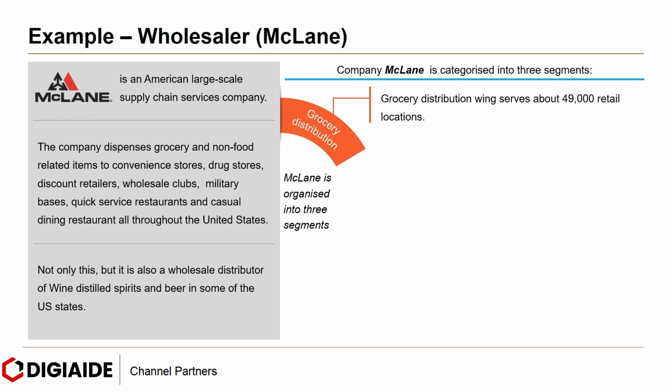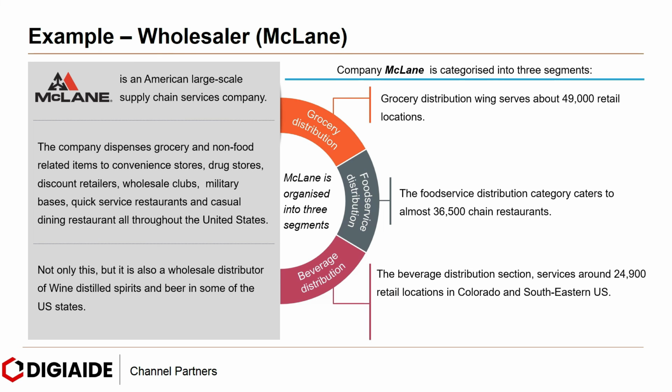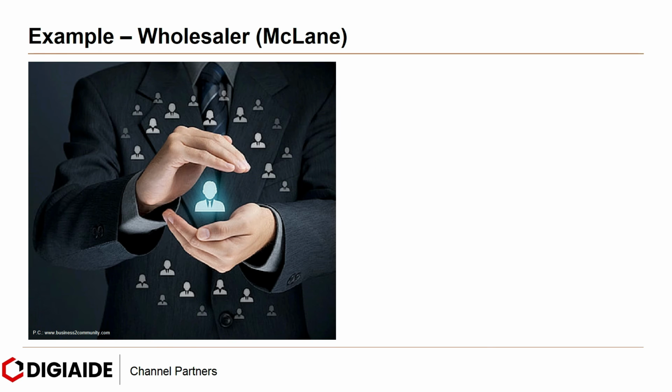First, grocery distribution. The grocery distribution wing serves about 49,000 retail locations in the country. Next, food service distribution. The food service distribution category caters to almost 36,500 chain restaurants. And finally, beverage distribution. The beverage distribution section services around 24,900 retail locations in Colorado and southeastern US. McLane has been a fully owned subsidiary of Berkshire Hathaway since 2003.